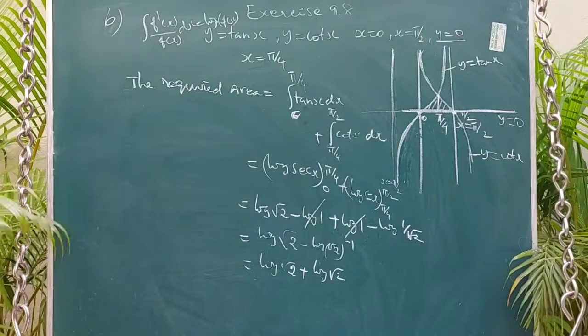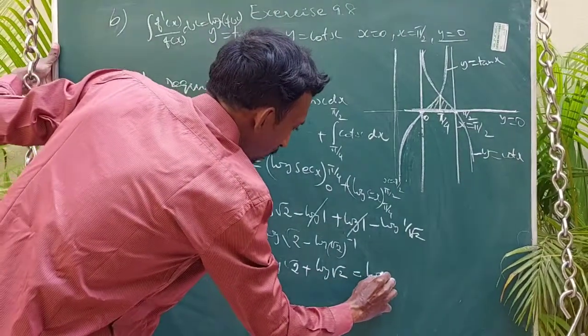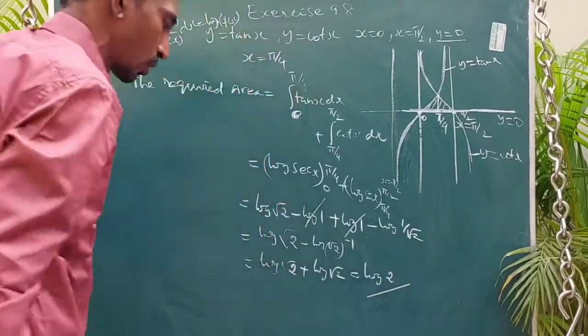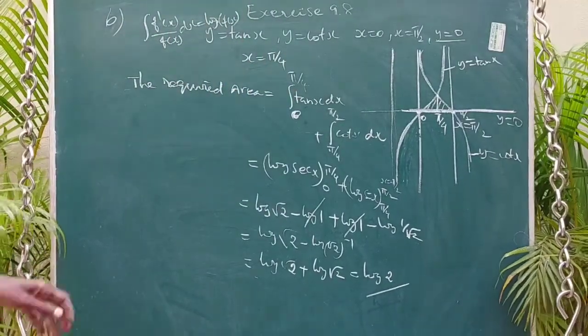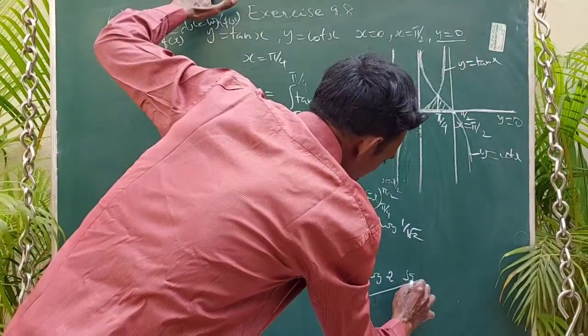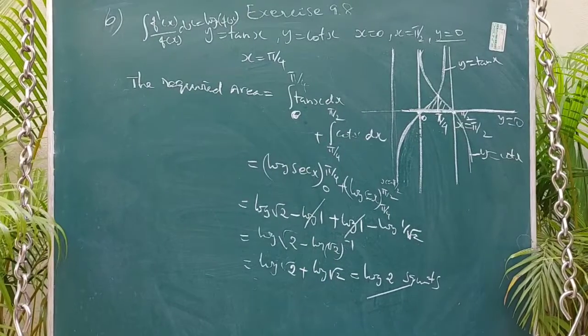Okay, so log a plus log b is log ab, so it becomes log of root 2 into root 2, which is log 2. So this is the answer for question number 6. In all problems you can put square units because they are asking for area. So in all the problems put square units.